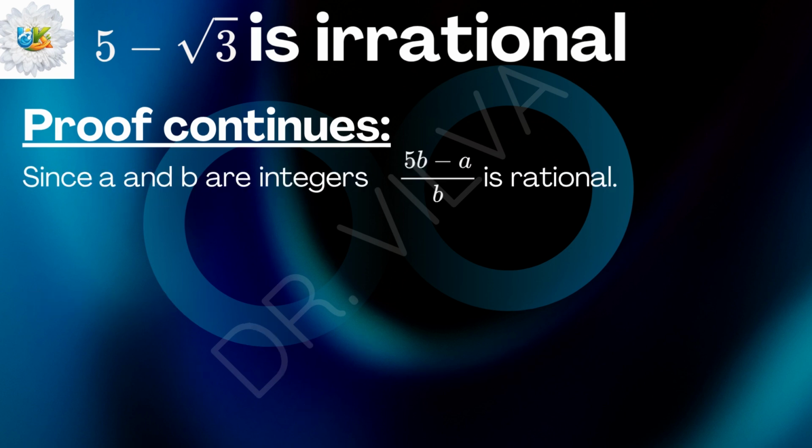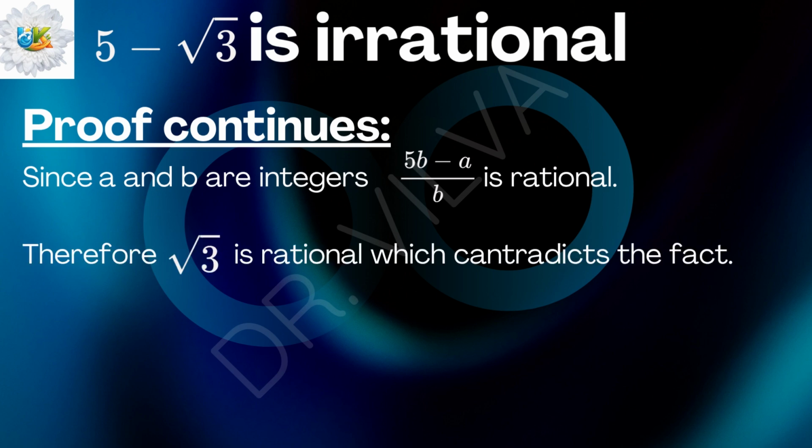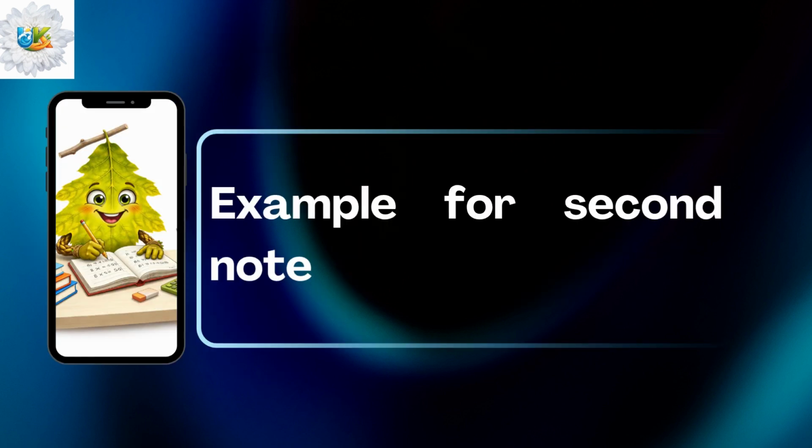Since a and b are integers, the left side of the equation is a rational number. However, this forces root 3 to be rational, which we know is a contradiction. Root 3 is an irrational number. Therefore, our initial assumption was wrong. 5 minus root 3 must be irrational. Can you give an example for the second case, Vilva?